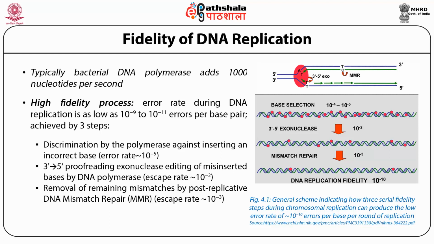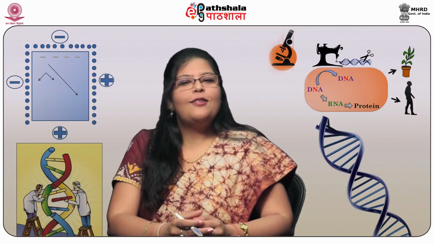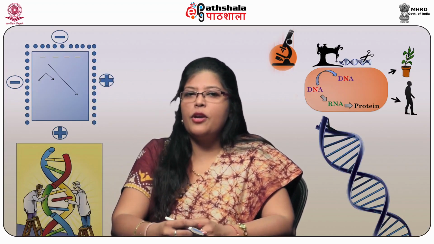This high fidelity is achieved by three distinct steps. Base selection gives an error rate of 10 to the power minus 4 to 10 to the power minus 5, followed by 3' to 5' exonuclease, that is proofreading exonuclease activity, which edits, giving an escape rate of nearly 10 to the power minus 2. Then comes the mismatch repair step, which includes removal of remaining mismatches, giving an escape rate of nearly 10 to the power minus 3. So let us summarize what we have learned in this module.